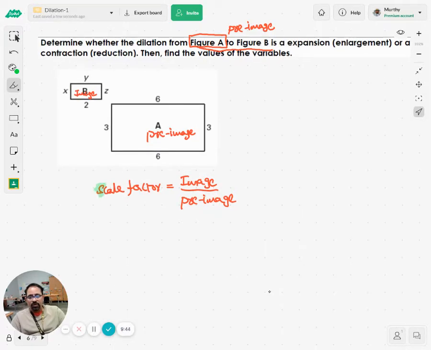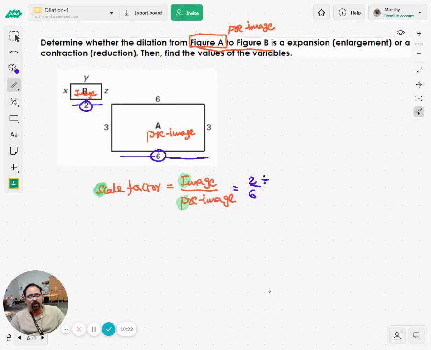Again, just a quick recap. SIP, you may remember the first letters of the given condition: scale factor equals image over pre-image. So let me take one of the sides of the image. I see x here, I cannot take y and z here, and I see 2 here. So I have to take the corresponding side. The image value is 2 here and the pre-image value is 6.